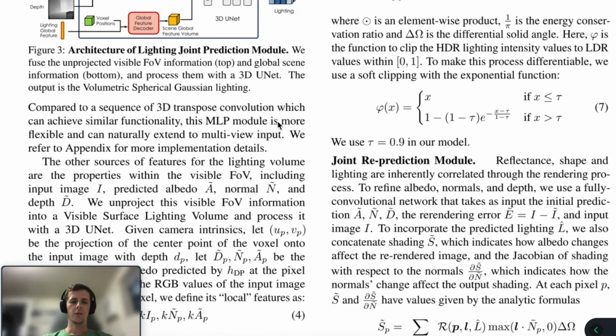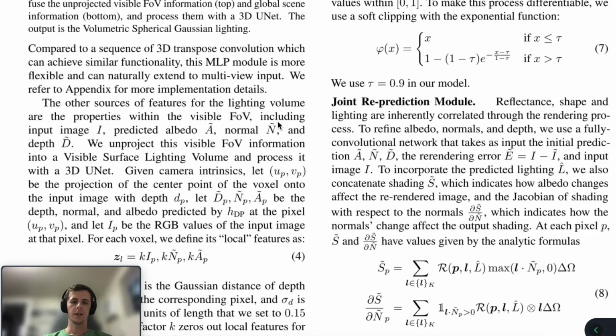The next part of the information is the visible field of view of the image, which has a lot of important information, so it's really useful to use it.